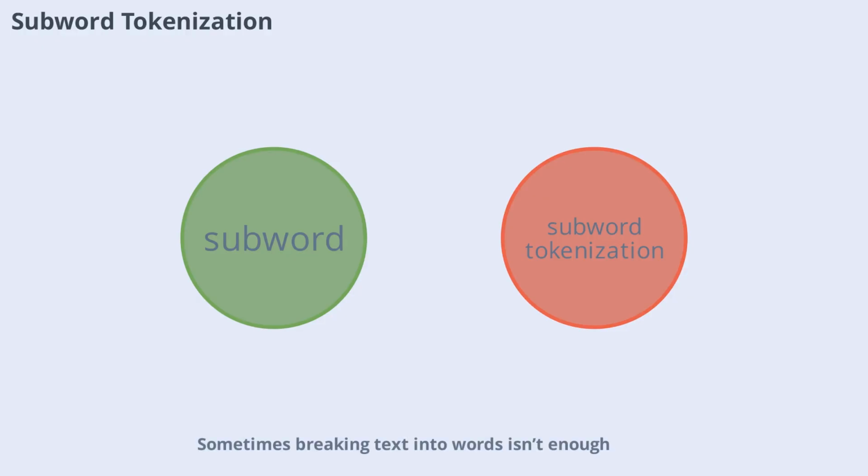Sometimes breaking text into words isn't enough. Subword tokenization splits words into even smaller units, like prefixes, suffixes, or syllables. This is especially useful for languages with complex word forms or for handling rare words. Subword tokenization helps models understand and generate new words by recognizing patterns within words. It's widely used in modern language models, such as those powering machine translation or text generation.